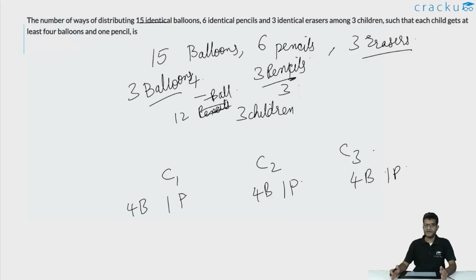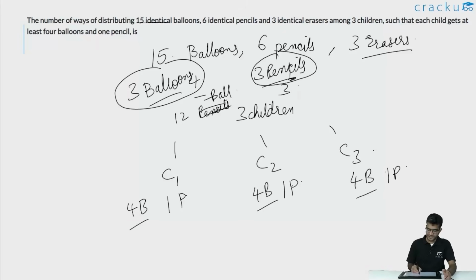Now each one of them are 3 individual events. How do we distribute these 3 balloons amongst these 3 children? There is no restriction. Any child can get all the 3 balloons, any child can get 0 of the 3 balloons because we have distributed 4 balloons earlier. Similarly, how we distribute the 3 pencils is also completely up to us, and how we distribute the 3 erasers is also completely up to us.